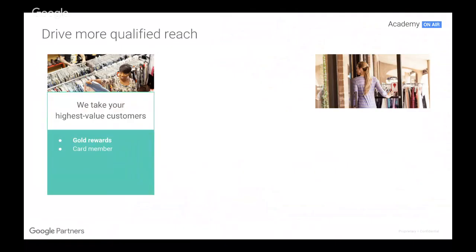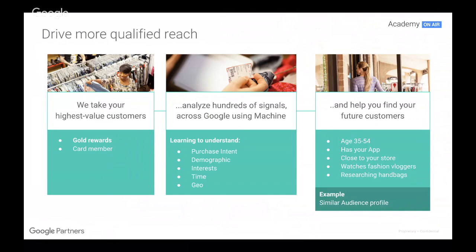Drive more qualified reach. So again, when you're using audience solutions, you're just playing a really precise game that is not a guessing game. We take your highest value customer, for example, Got Rewards or Card members. We analyze hundreds of signals, again, not a guessing game, to understand what's the purchase intent, what's the demographic, their interest, so contextual and behavioral signals. And help you find future customers based on the behavior of your current users.